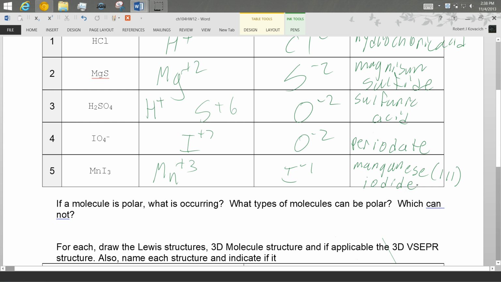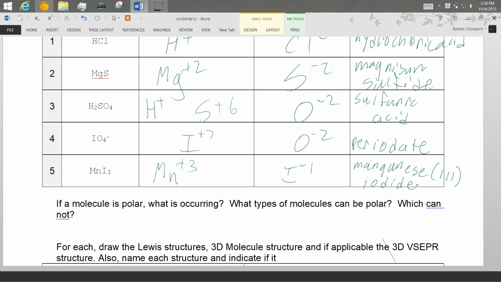Why is it manganese 3 iodide? That's the oxidation state for the manganese, so you have to tell somebody that. Why do I have to specify that it's manganese 3 iodide? Because it's a transition metal with multiple options, multiple oxidation states.